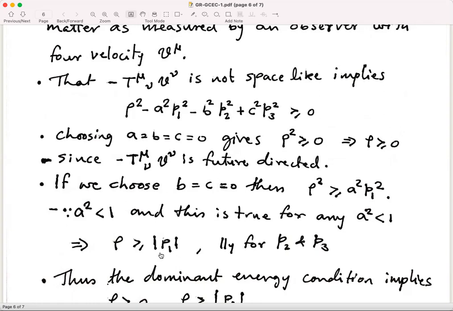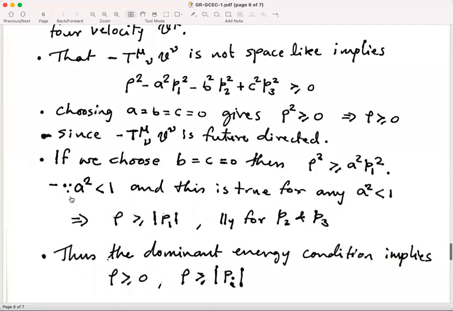That may sound a bit odd because A squared is less than 1 and rho squared is greater than A squared P1 squared. So how is it that we would impose this condition? The answer is that this equation is valid for all A squared less than 1. So you can choose A squared arbitrarily close to 1 and this condition is still valid. And therefore, it tells you that rho should be greater than or equal to mod of P.